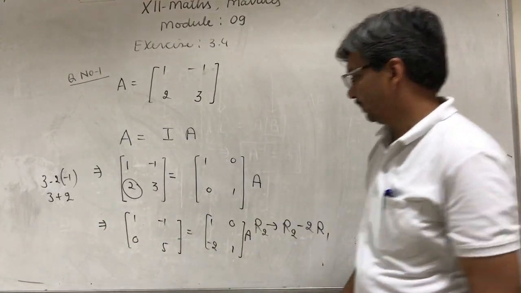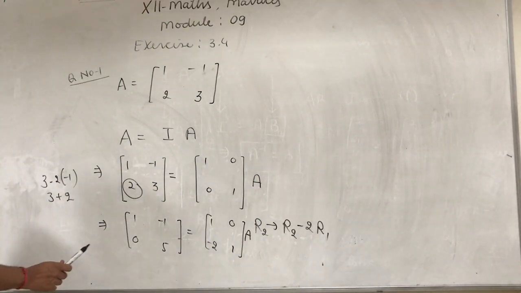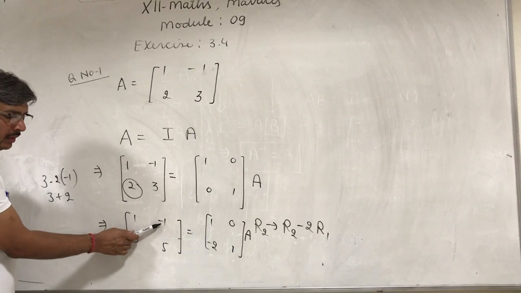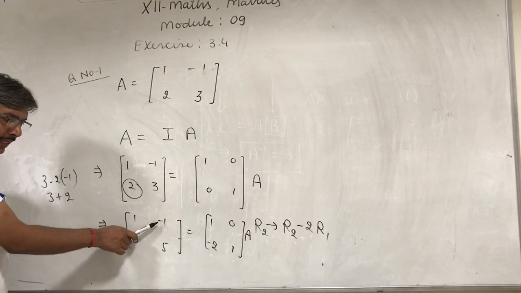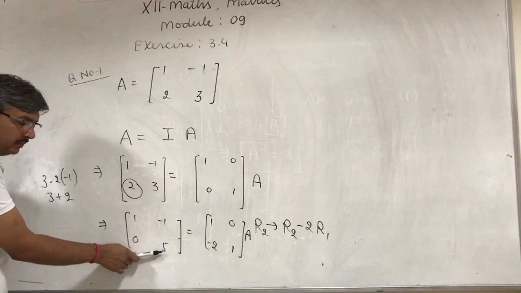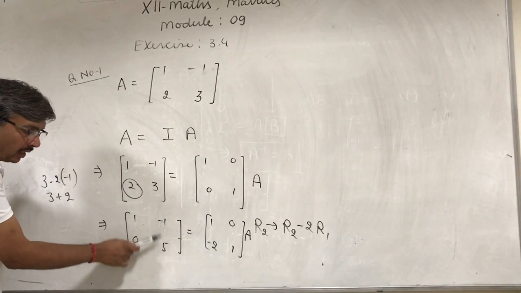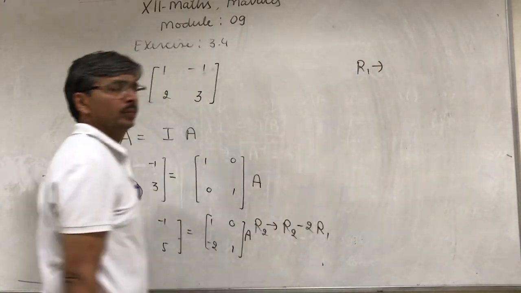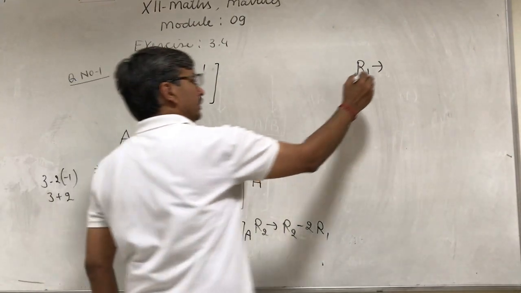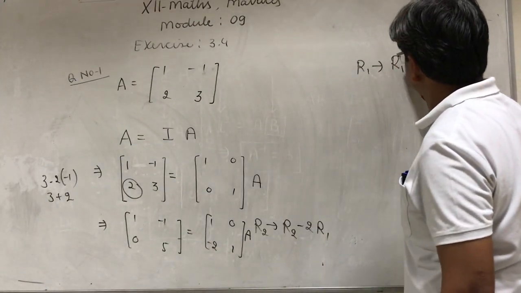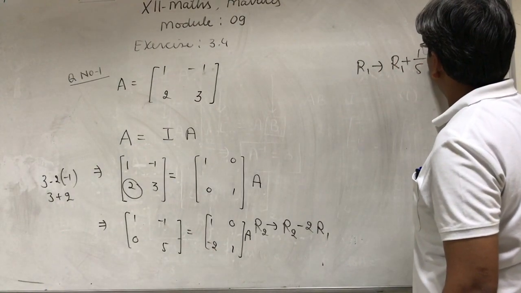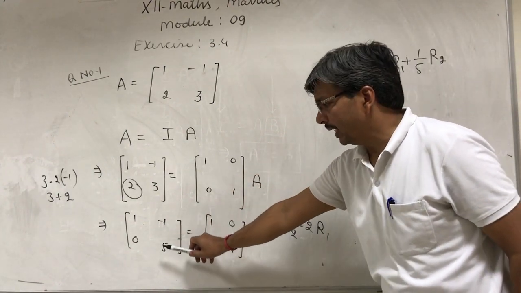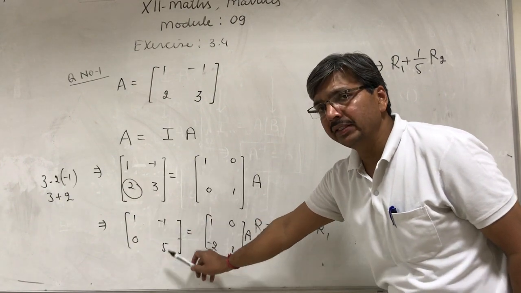And now see, here we need 0. This is minus 1, this is 5. How will we change this? See, R1 changes to R1 plus 1 upon 5 R2. If we add this and 1 upon 5 of this, we will get 0.